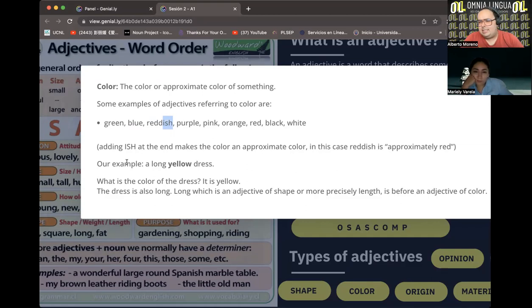Okay. It says in here, adding ISH at the end makes the color an approximate color. In this case, reddish is approximately red. Es algo aproximado a ese color. Our example, a long yellow dress. What is the color of the dress? It is yellow. And well, the dress is also long. So long, which is an adjective of shape, or more precisely length, is before an adjective of color, according to OSASCOMP, which is the order for adjectives.